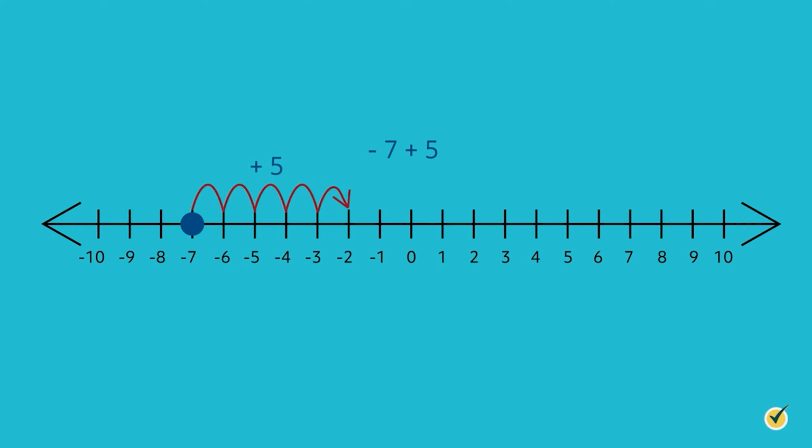Let's practice by adding -7 plus 5. We will start at -7, and since the operation is addition, we will move to the right 5 spaces. As you can see, we land on -2. Therefore, -7 plus 5 equals -2.